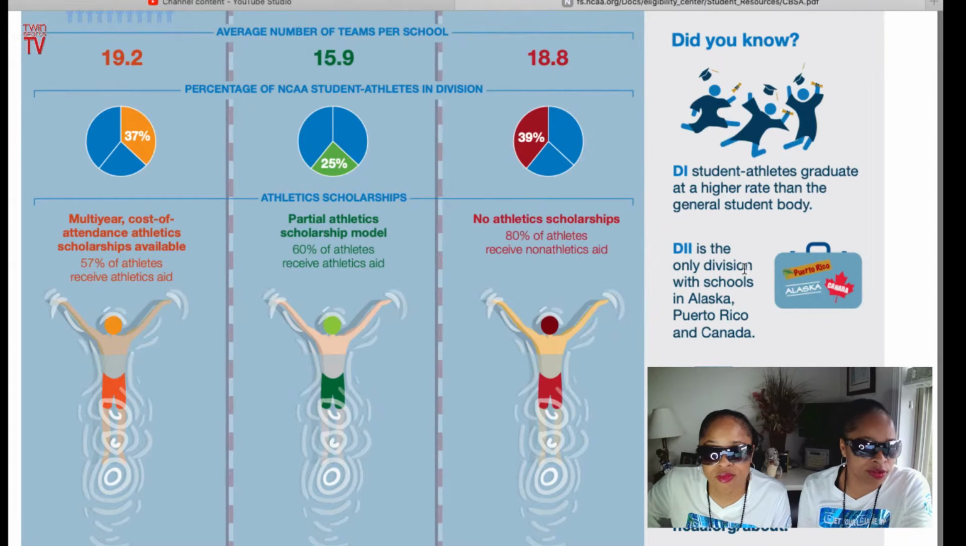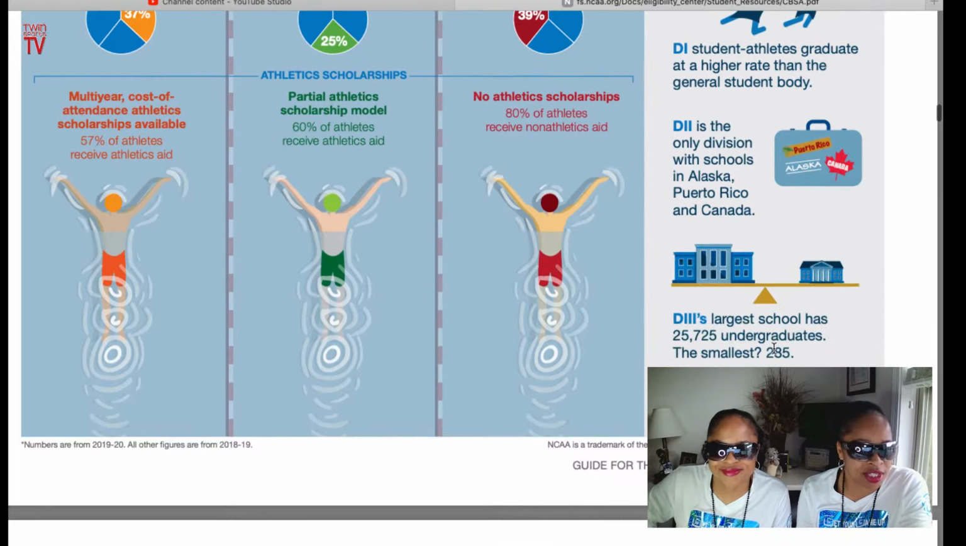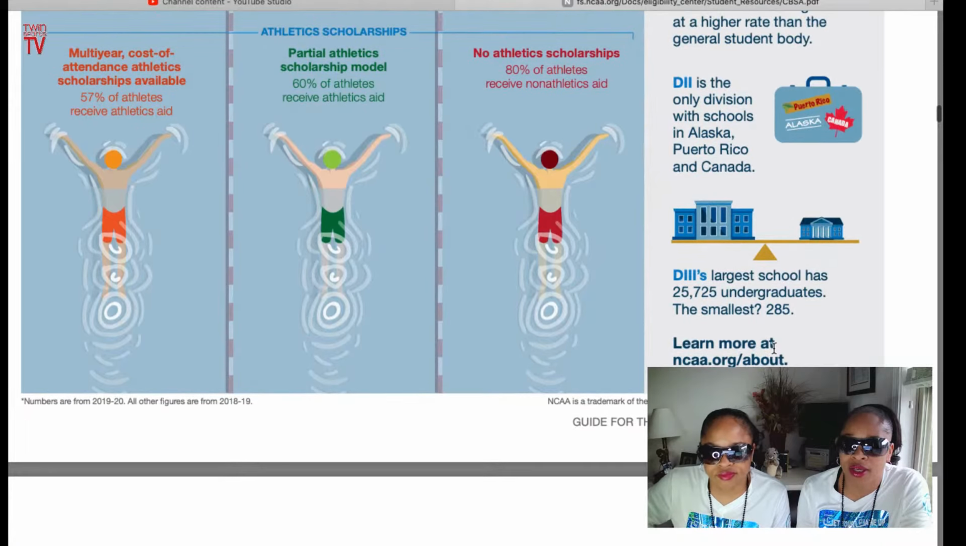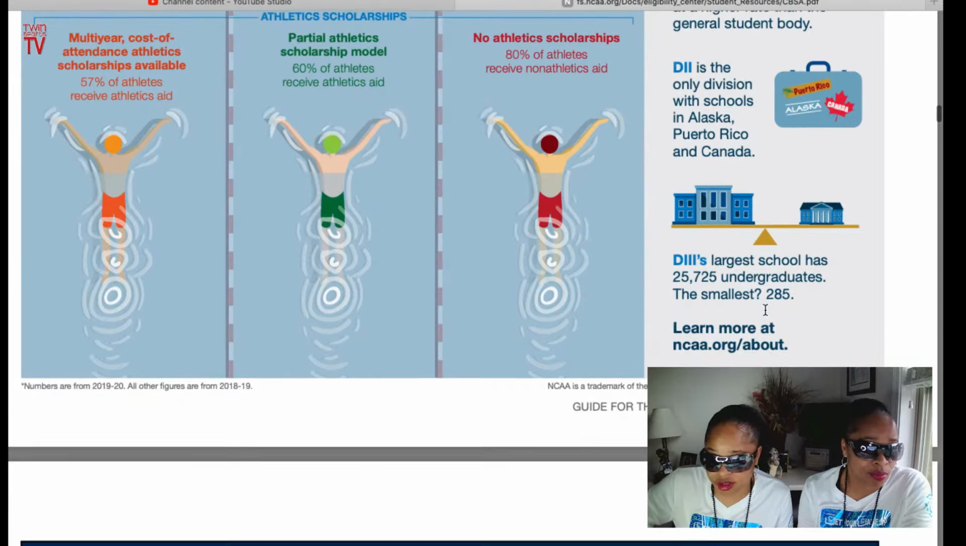Division II is the only division with schools in Alaska, Puerto Rico, and Canada. Did anybody know that? I didn't know that. Interesting information. And then coming down to Division III, the largest school has 25,725 undergraduates. The smallest school has 285. Wow, that's a big difference.